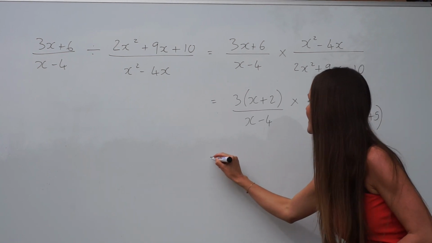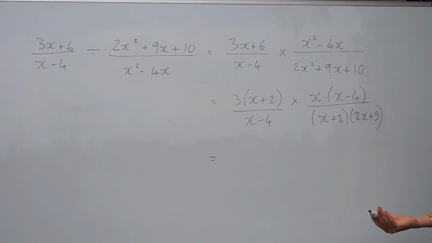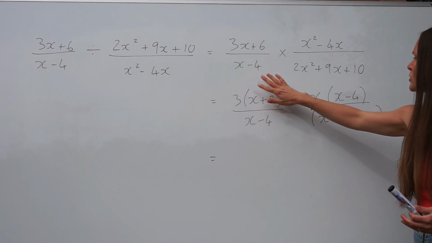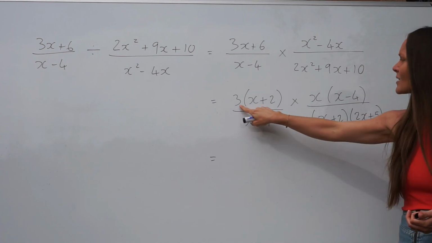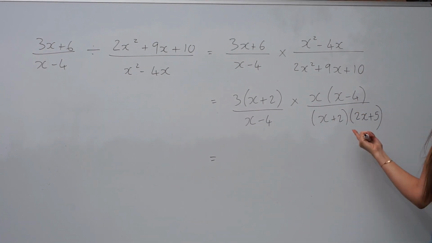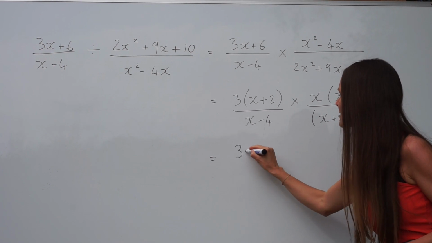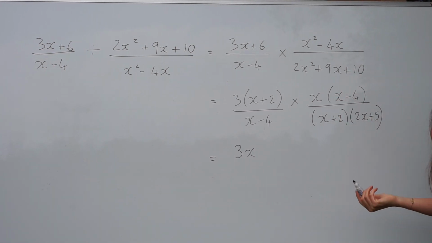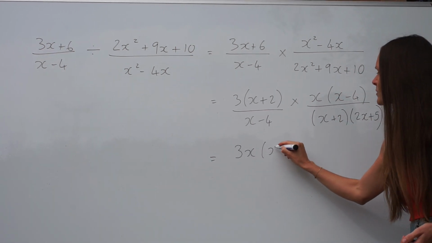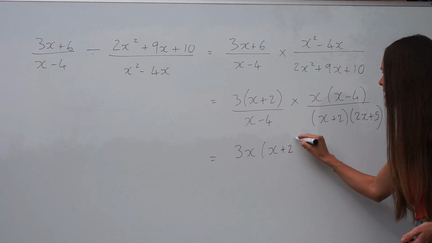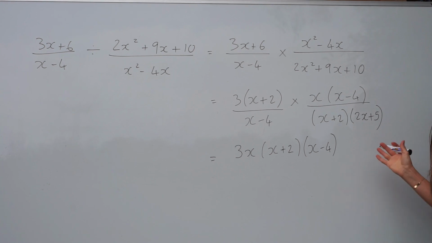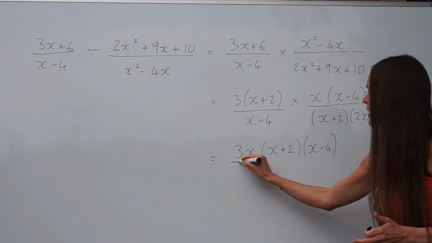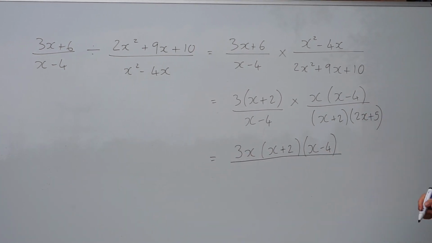Next I'm going to group everything together. Remember, first we look at the numerators. So we're going to multiply these together. If I look at the terms in front of the bracket, so 3 and x, and multiply those together, I get 3x. And the brackets can just stay as they are. The x plus 2 can stay in brackets, and likewise with the x minus 4. So I'm just grouping those numerators together so that it becomes one whole fraction.